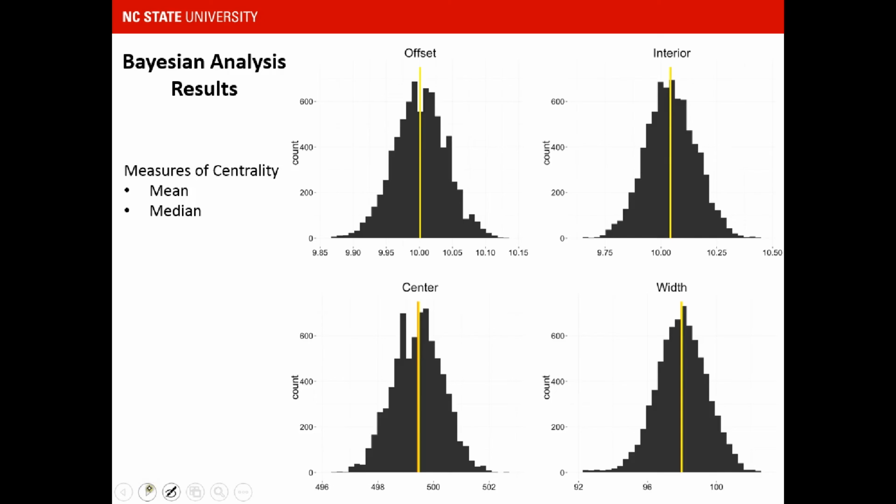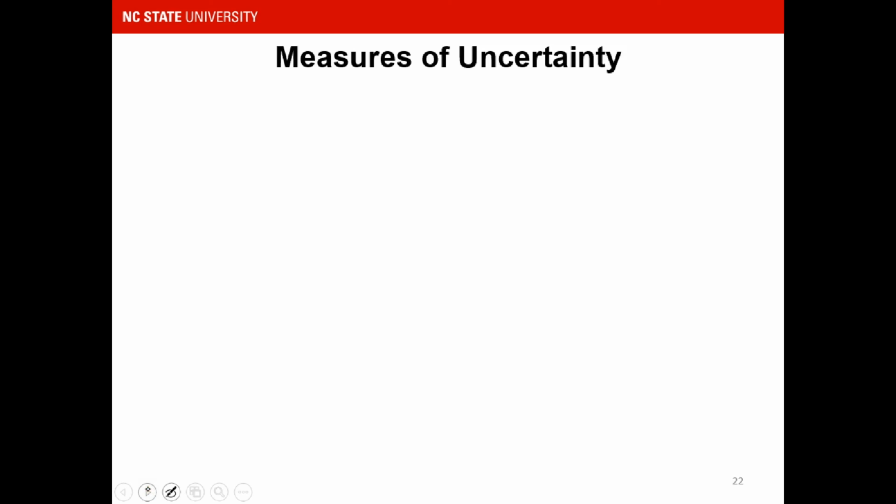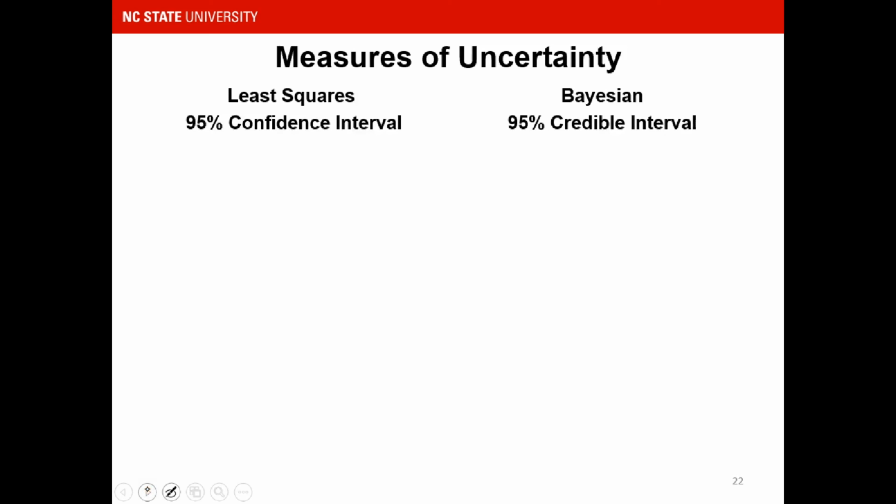We can also examine the spread of each parameter by examining the standard deviation. The distance between the center lines and the dashed lines mark one standard deviation from the mean. This describes how concentrated the distribution of the histogram is around the mean value. In the results from both methods, it is important to report measures of uncertainty, like a confidence interval for least squares and a credible interval for the Bayesian analysis.